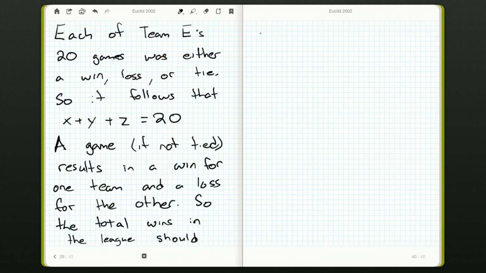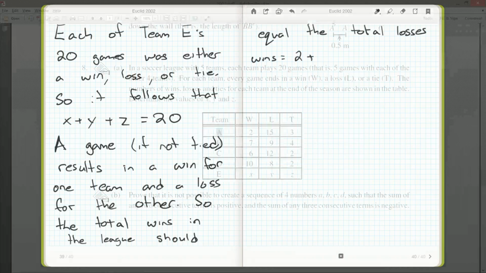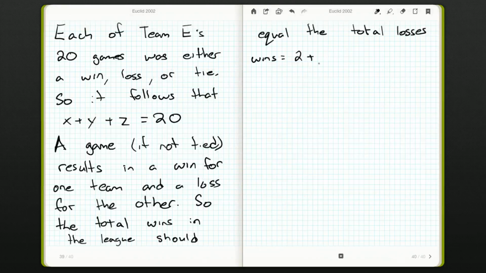So the total number of wins should equal the total losses. So the wins are, I think, Team A won 2, 7, 6, 10, and X. And that's 9 plus 6 is 15, so it's 25 plus X.